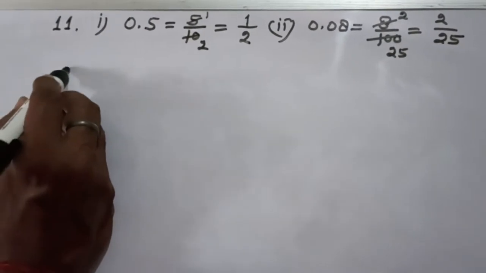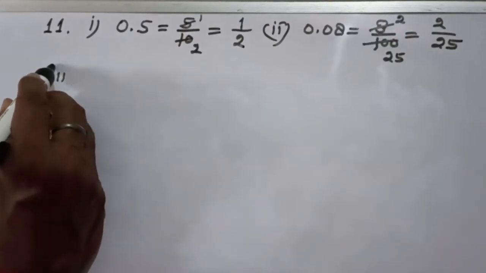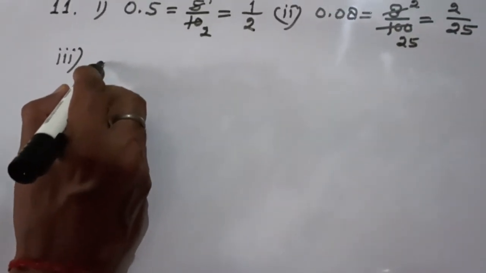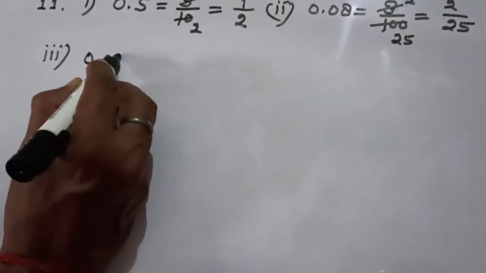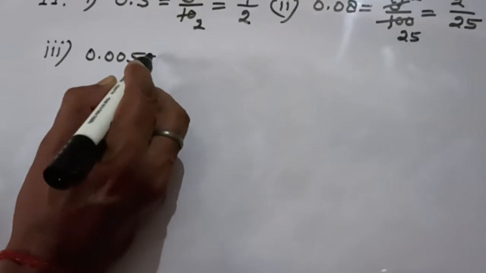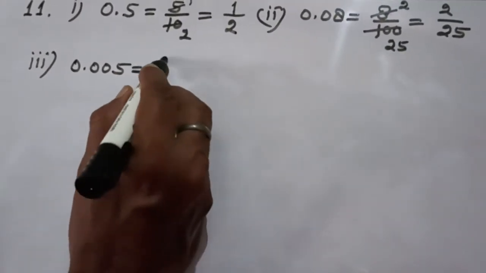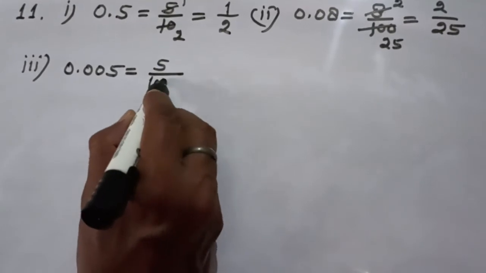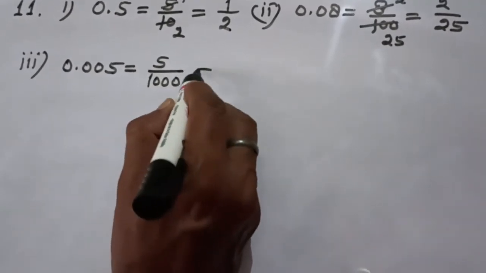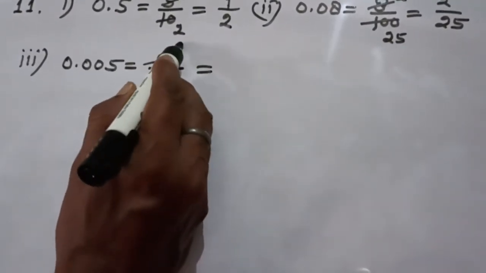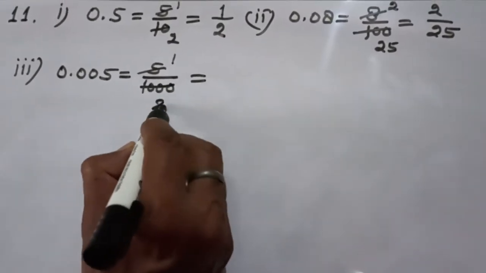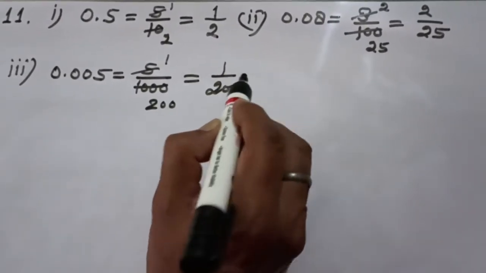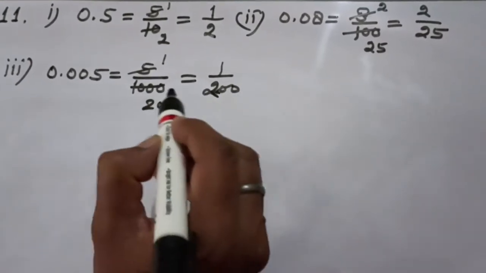Now third part, 0.005. That is 5 upon 1, 2, 3, 1000. And you can simplify. 5 ones are 5, 5 twos are 10, so 1 upon 200. 1 upon 200.